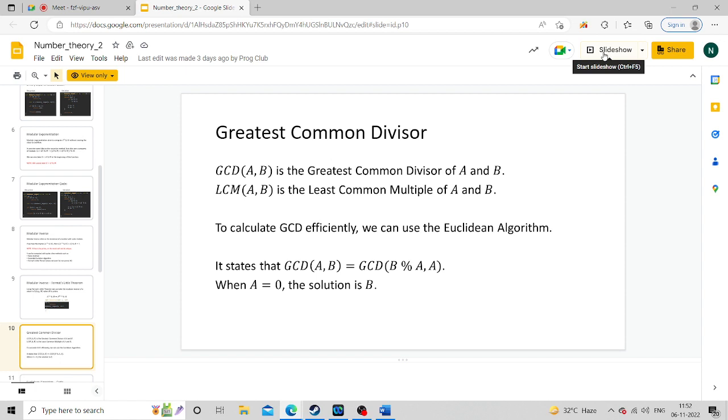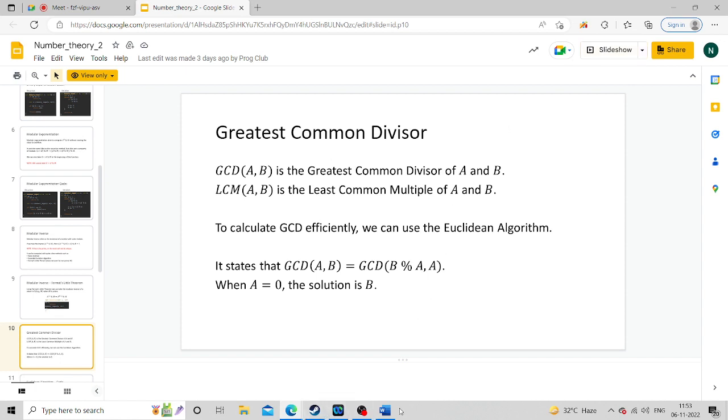And the same is the case with LCM. LCM is lowest common multiple, as the name suggests. So it is the smallest multiple of both A and B. So LCM is divisible by A, LCM is divisible by B, and it is the smallest number that does it. Is this clear to everybody?